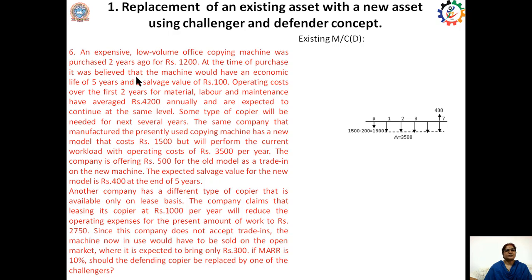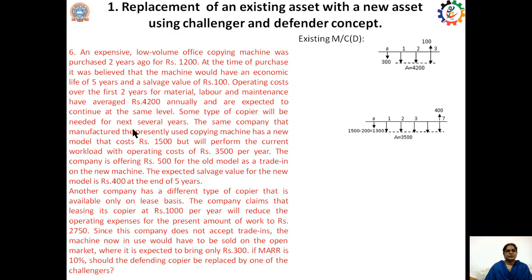At the time of purchase, it was believed that the machine would have an economic life of 5 years. So I should consider 5 minus 2: 2 years are already elapsed, leaving 3 years. So the life is 3 years. Salvage value 100. Can you make out that the first cost is not 1,200 because it has already elapsed? So sunk cost we don't consider. Operating cost is 4,200.